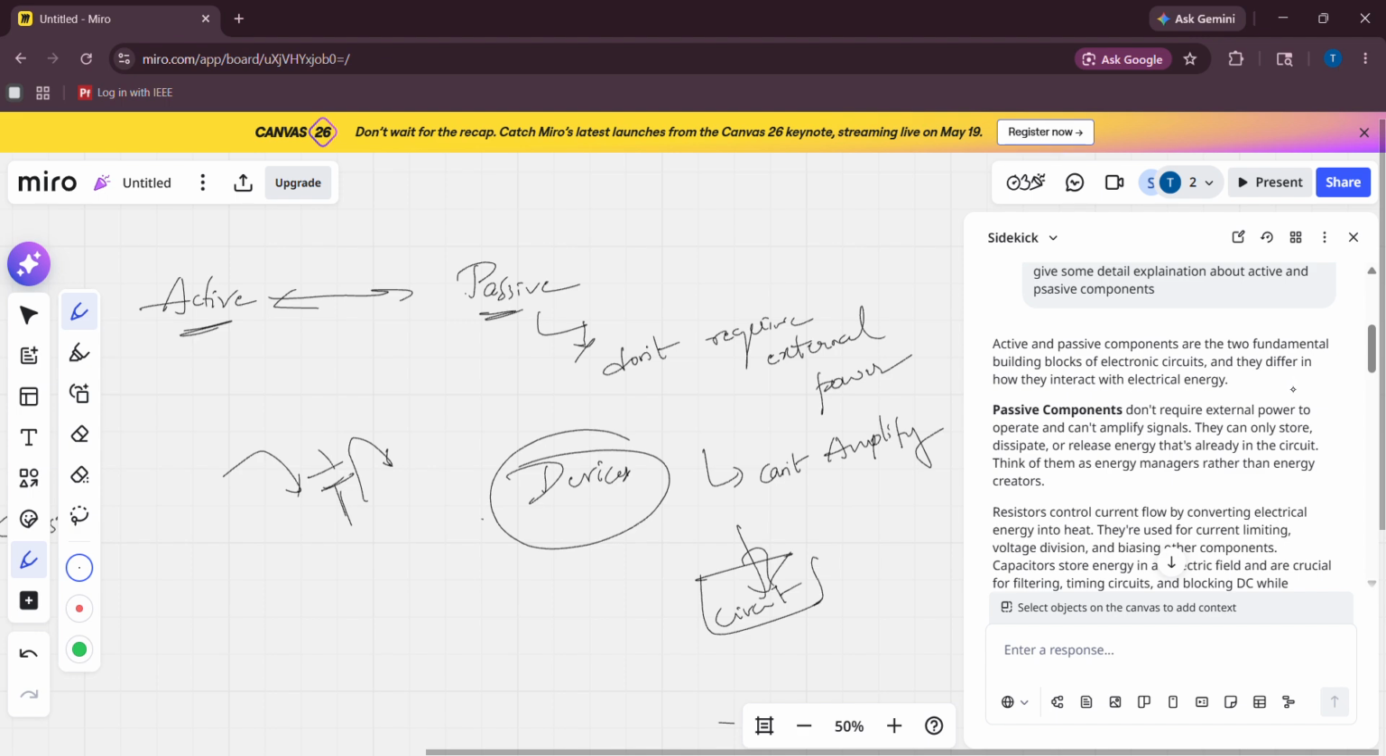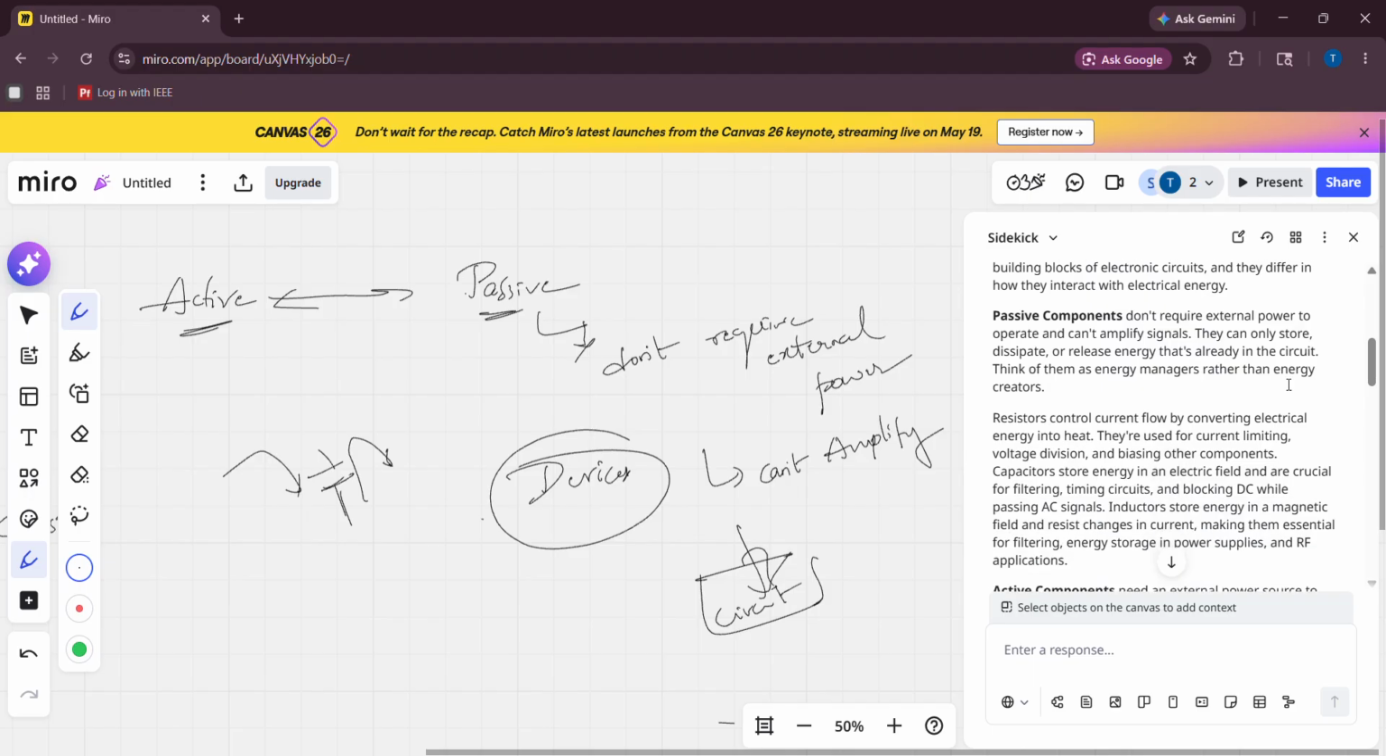Okay. So think of them as energy managers rather than energy creators. So they can manage the energy which is present inside these components; they can dissipate it, they can use it. But they can't create or generate any type of energy, and can't amplify the signals. Okay, this is what is meant by passive components.